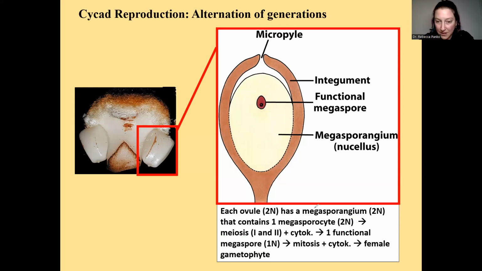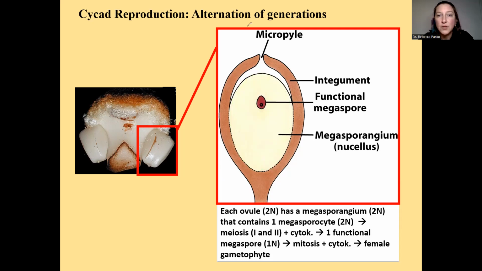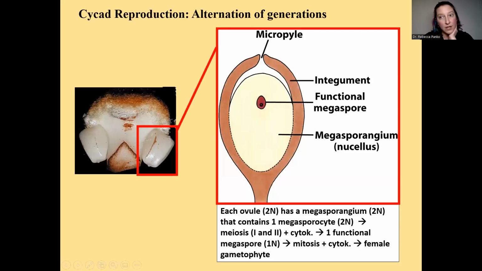In the ovule, you have a megasporangium. In the megasporangium, you have diploid cells, like spore mother cells, that undergo meiosis and cytokinesis and result in one functional megaspore. That functional megaspore is going to undergo mitosis and cytokinesis and grow into the female gametophyte until this whole thing is just full of female gametophyte, right? That I'm drawing in green. So that's what's going on inside the ovule.